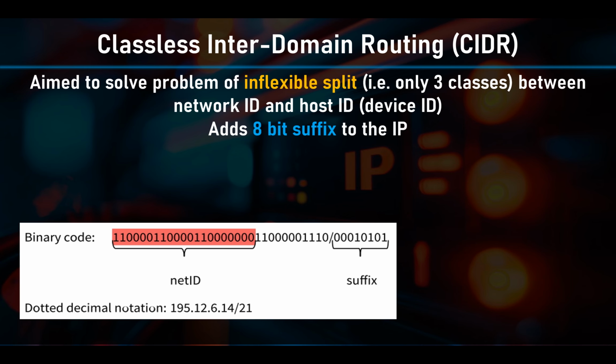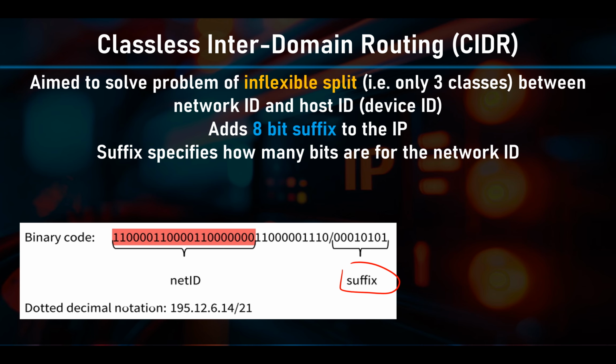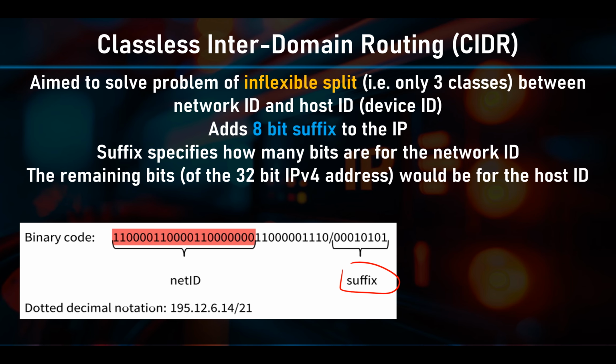This is going to add an 8-bit suffix to the IP, so here we can see these extra 8 bits. The suffix is going to specify how many bits are for the network ID. The remaining bits of the 32-bit IP version 4 address would therefore be the host ID.